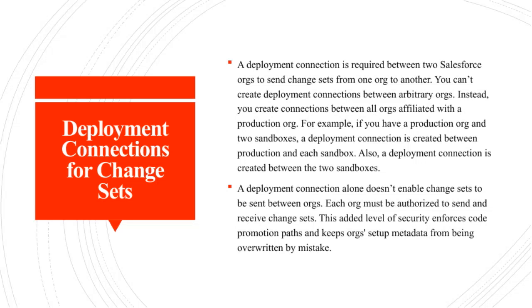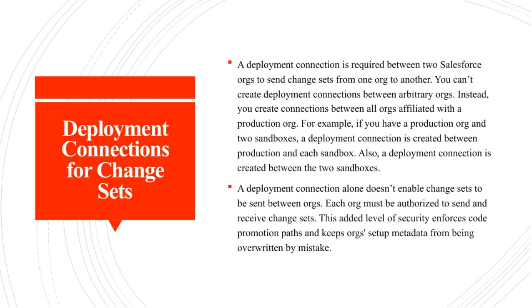Let's talk about deployment connections. These are essential for sending change sets from one Salesforce org to another. But it's important to understand that you can't just create deployment connections between any orgs you want. Instead, you establish these connections between all orgs that are linked to a production org. For example, if you have a production org and two sandboxes, you'll create a deployment connection between the production org and each sandbox. Additionally, you'll also create a connection between the two sandboxes themselves. This setup ensures that your different environments can communicate effectively.